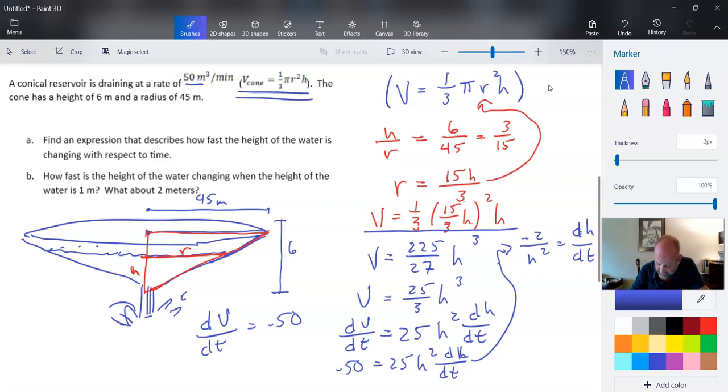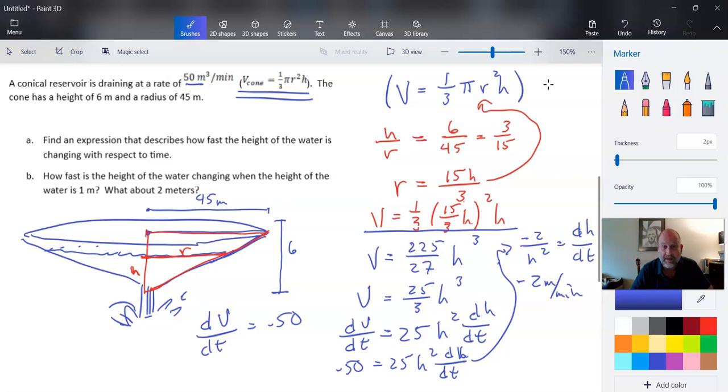So it's an inverse proportion to the square of the height, basically, is what this says. Now, if we want to know how fast the height is changing at any point, plugging in the actual height will give us something negative, which means that the height is going down. So that makes total sense. So for part B, if I plug in 1, it's changing at negative 2 meters per minute.